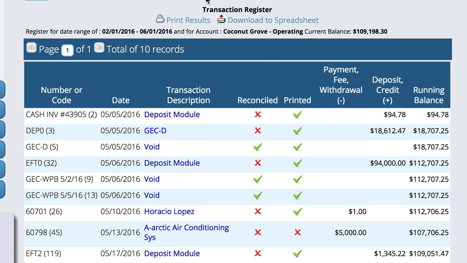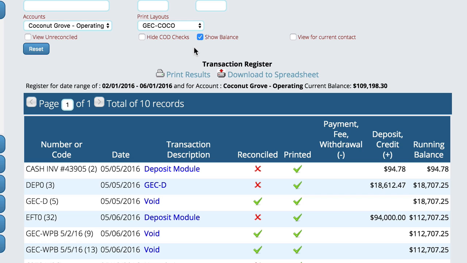Now, you do have some capabilities up here at the top if you're looking for specific things. You can hide the balance on the account so that if somebody comes up, they're not seeing what the actual checking account balances are.